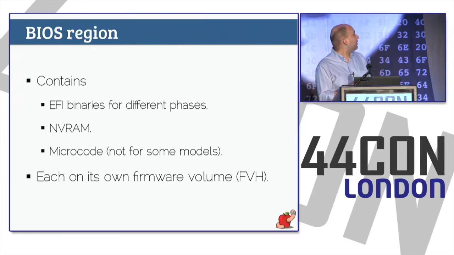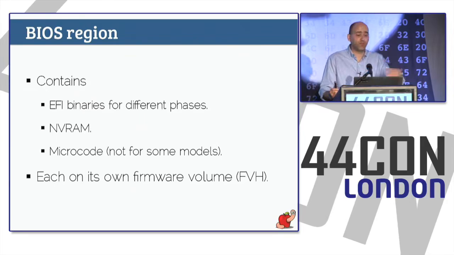It contains EFI binaries for the different phases. It contains the non-volatile RAM. The non-volatile RAM is used, for example, to store the EFI Wi-Fi password on Macs. This is the reason why if you reinstall the machine, you see the networks that you already know there, and you ask, why the hell, where are they storing this? They store this on NVRAM. It's also used, for example, when the machine kernel panics, they write the data to the NVRAM because the file system, you don't know in what state it is.